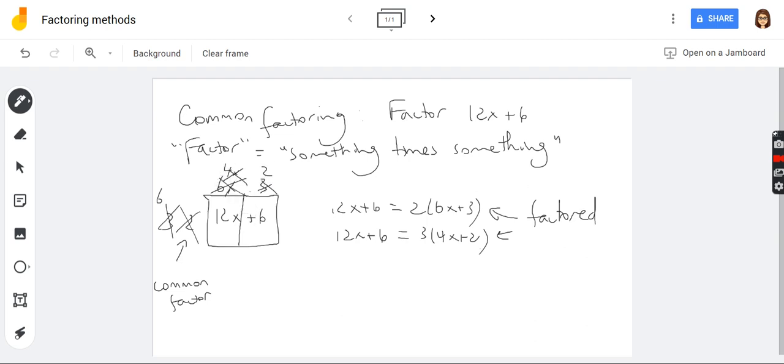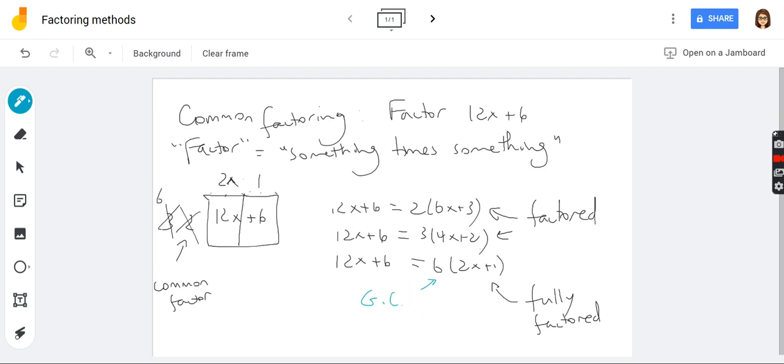If it's a 6, then the other dimensions would have to be 2x and 1. So now I can write 12x plus 6 equals 6 times (2x plus 1). And this is fully factored. That largest possible factor you can take out has a name. This is called the GCF, or the greatest common factor.